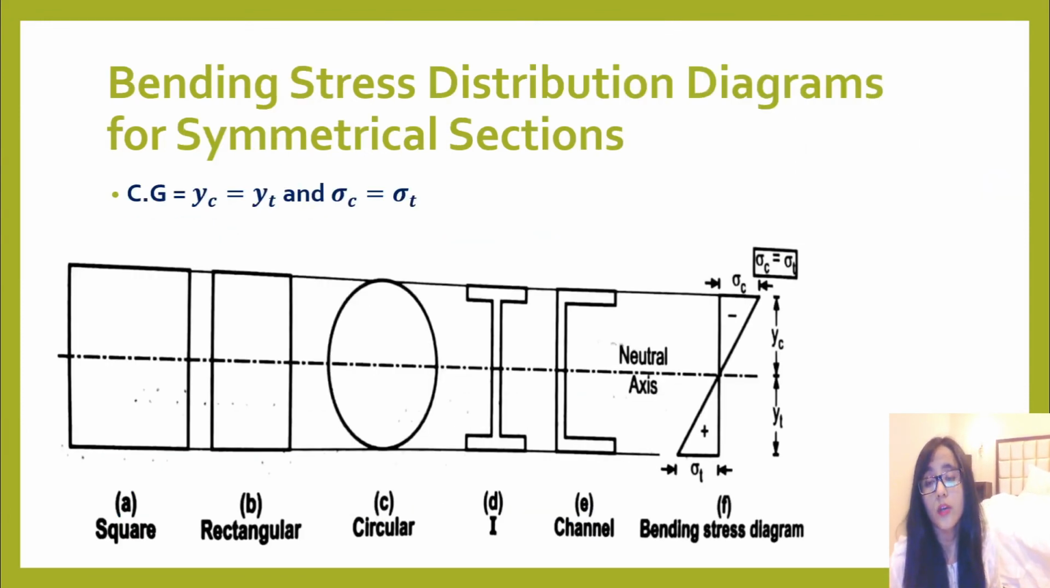Now if we have to draw a bending stress distribution diagram for symmetrical sections, as you can see, these are all symmetrical sections. What do you see here? You see a square, then rectangle, circle, symmetrical I section, symmetrical channel section. So these are all symmetrical sections.